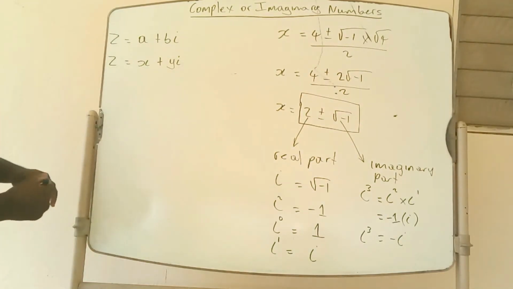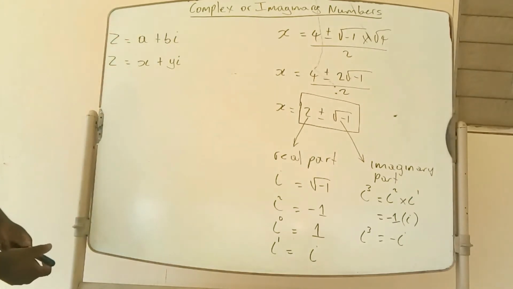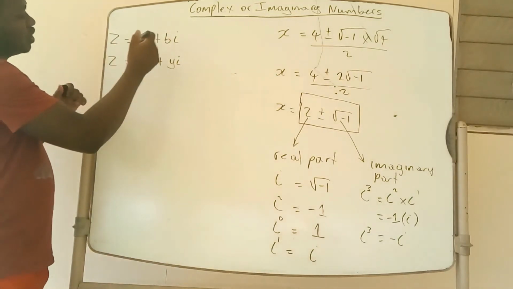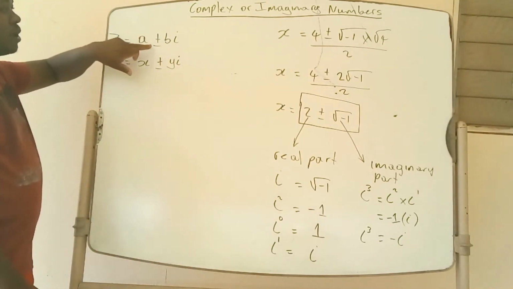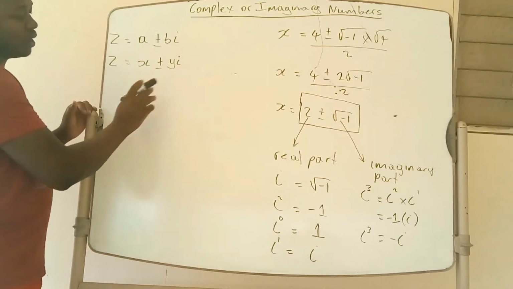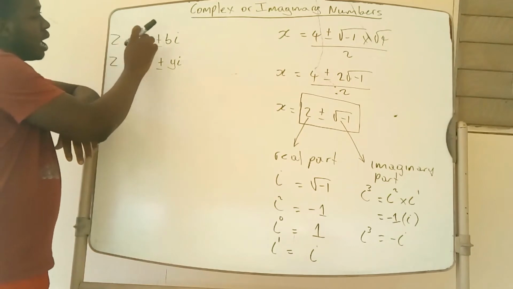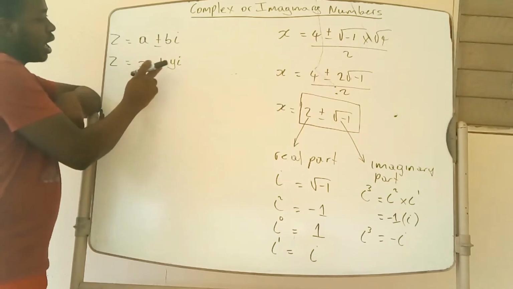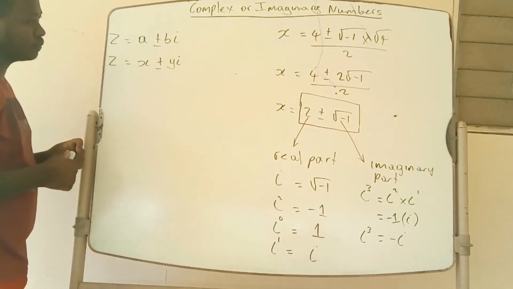Alright? So a number of this form is what we call an imaginary number, right? So we can use either a plus bi, and plus or minus doesn't matter, right? So it's either a plus or minus bi or x plus or minus yi, where a in this case is the real part and bi is the imaginary part. In this case, x is the real part and yi is the imaginary part, right?